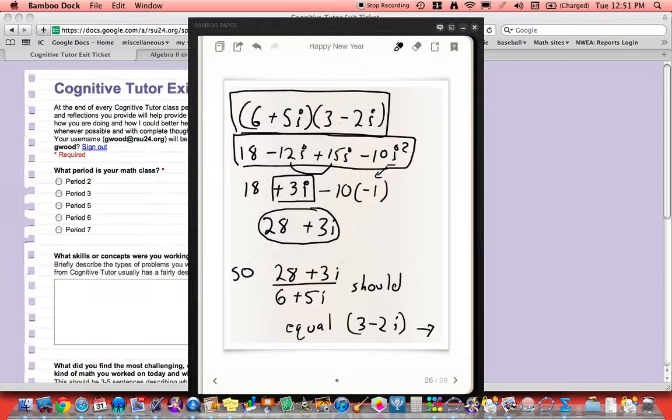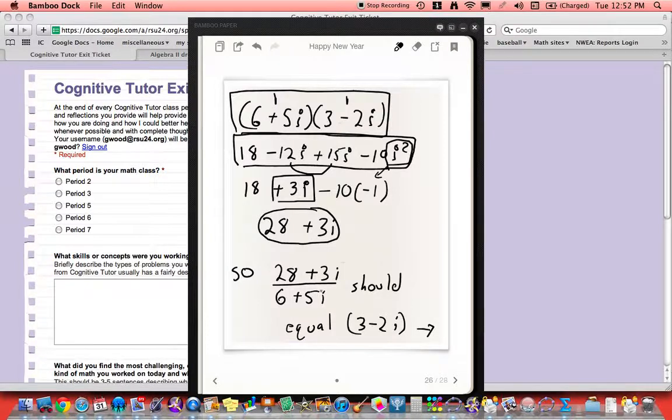And since i squared is equal to negative 1 by definition, we have 18 plus 3i minus 10 times negative 1. So this ends up being plus 10. And our solution, our product, is 28 plus 3i. These two complex numbers multiply together to form this. Now, if 6 plus 5i times 3 minus 2i equals 28 plus 3i, then shouldn't 28 plus 3i divided by either one of these factors equal the other?